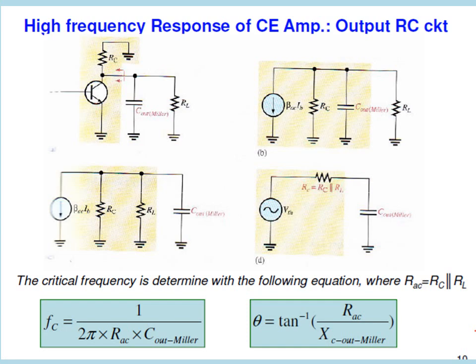At the output we have the Miller output capacitance, and now let's see the Thevenin's equivalent of that. In figure D we can see the value of RC is RC parallel RL, and the Miller capacitance will be in the picture. The critical frequency FC is 1 by 2 pi into RAC into the output Miller capacitance, and the phase shift similarly will be theta equal to tan inverse of RAC by the Miller capacitance reactance XC.